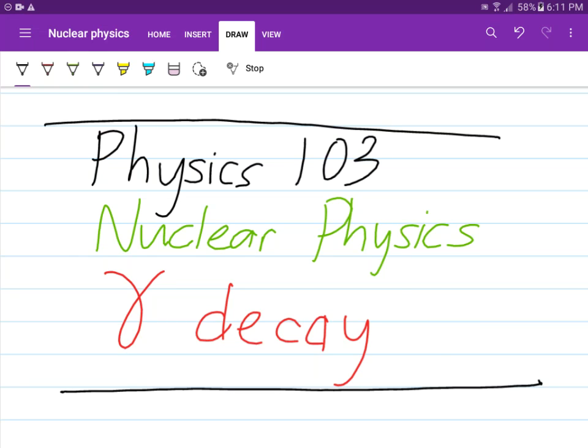Hello everyone, this is Phys103. This is nuclear physics, and in this lesson we are going to learn about the last type of radioactive decay, which is the gamma decay.